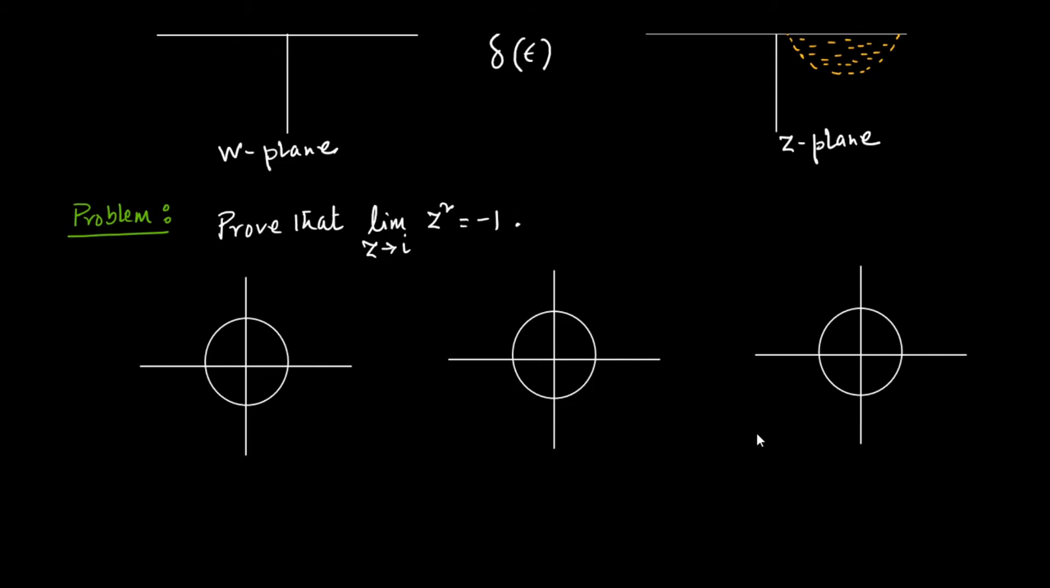Z approaches i. Now, we know that i will be this point if this is my unit circle. So this is my unit circle, this is my 1, 0, and this point is my i. So z approaches i. Now remember, z can approach i from anywhere and via any path. Z can be at this position, this position, this position, z can be on the circumference of this unit circle, z can be at this place, or z can be inside also, or z can be here also, anywhere.